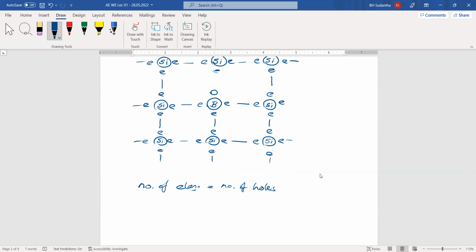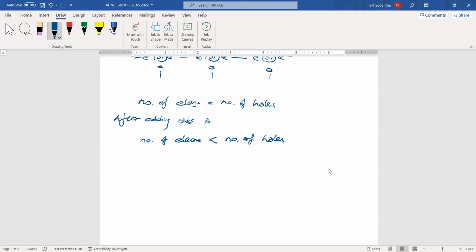Now, after adding this boron here, what will happen? The number of electrons is less than the total number of holes. Why? Here we have introduced some other holes because of this third group element. When you consider the whole structure, previously we had the number of electrons equal to the number of holes. Now in this structure, the number of holes is more than the number of electrons. Because of that, this set shows positive characteristics.